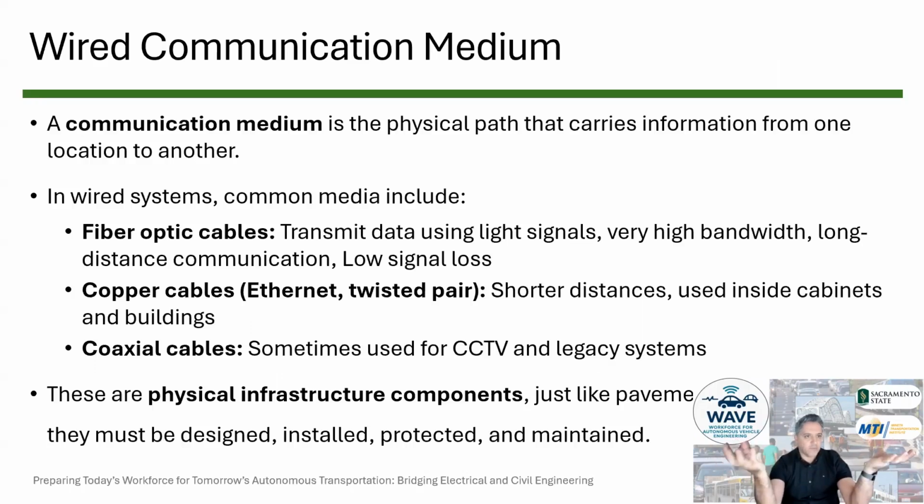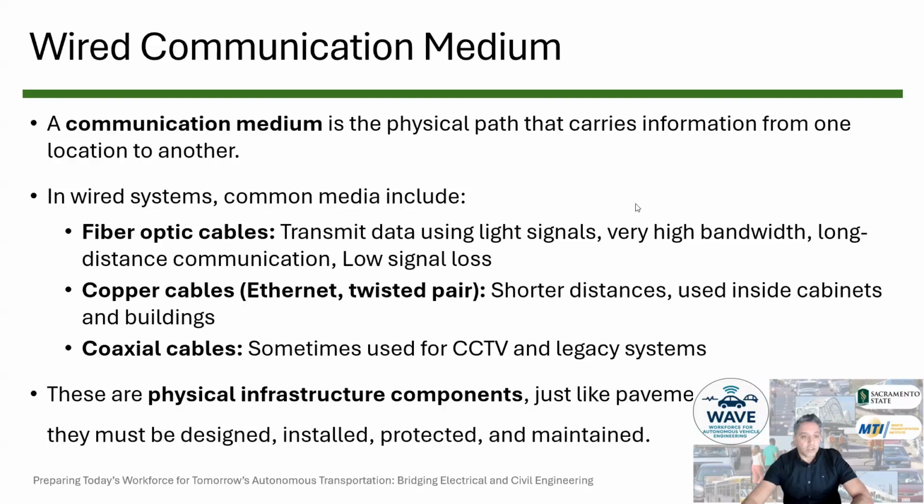And that carries information from one location to another, or from transmitter to receiver. So there are some different ways of this kind of physical communication. The common medium in wired communication is fiber optic cables. Now the data in fiber optic is transmitted through light, right? And this is a super fast medium.